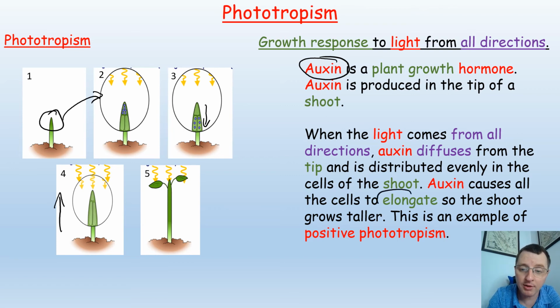This word elongate is an important word. It means that the cells have grown longer in their length. And if all the cells grow longer, then the entire stem of the shoot will grow longer. And you can see that in the diagrams here, diagram number 5.